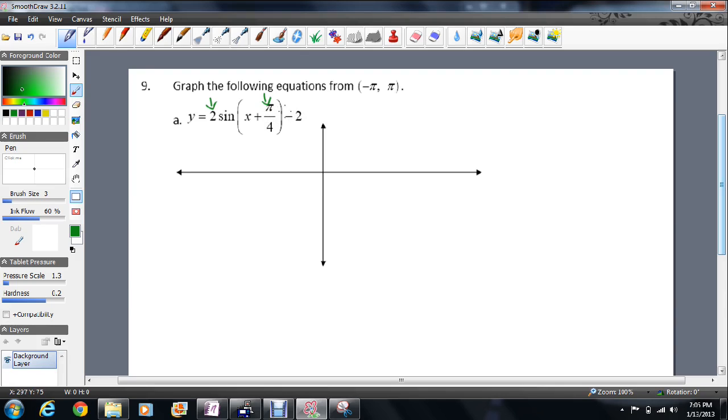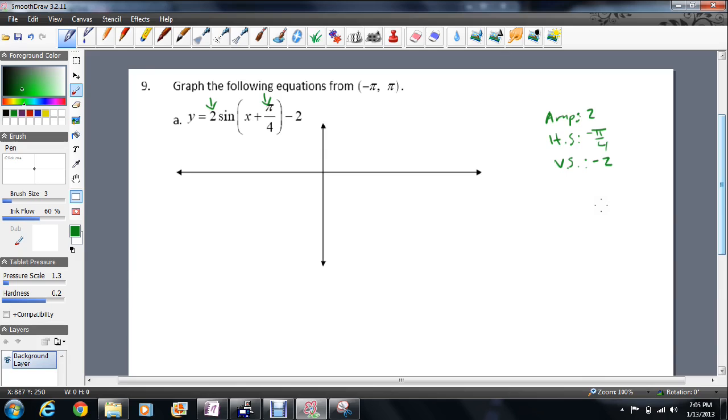And this is our vertical shift. So this is our horizontal shift, which goes left or right. This is our vertical shift. And as you might guess, minus 2 means we're going to shift it down 2 units. So let me write a few things over here on the side before we get started. Alright, the amplitude is 2. The horizontal shift, that's going to be negative pi over 4. And the vertical shift is going to be negative 2.